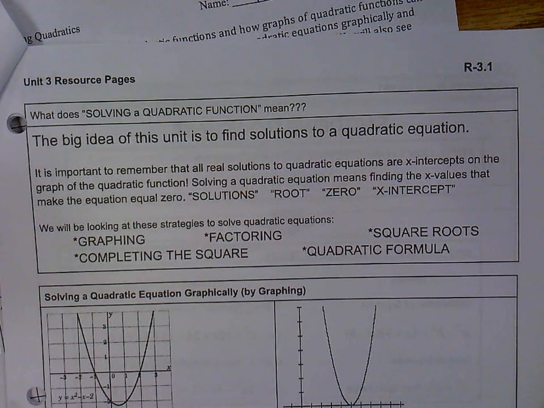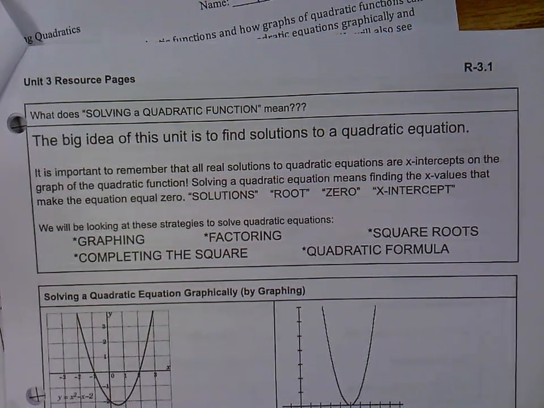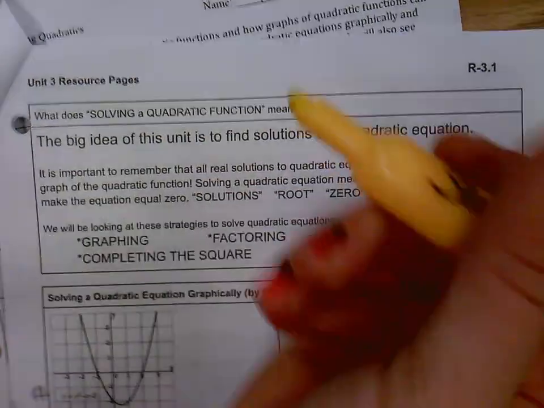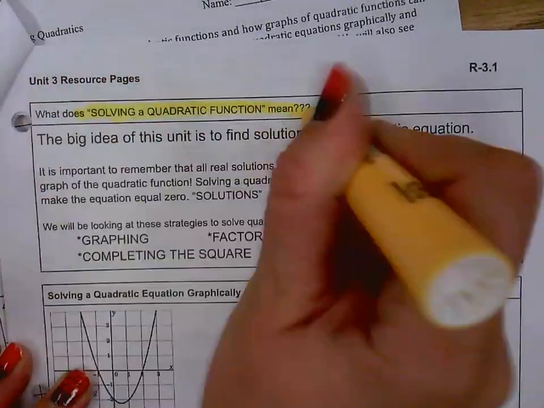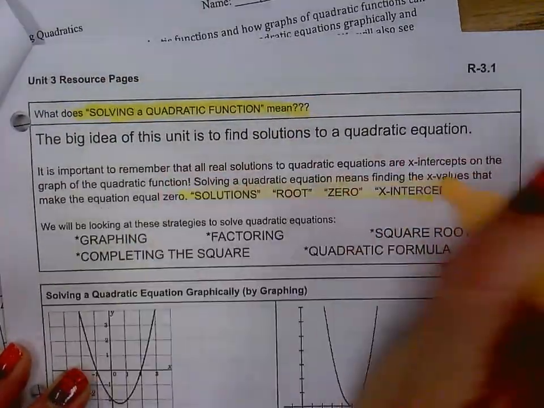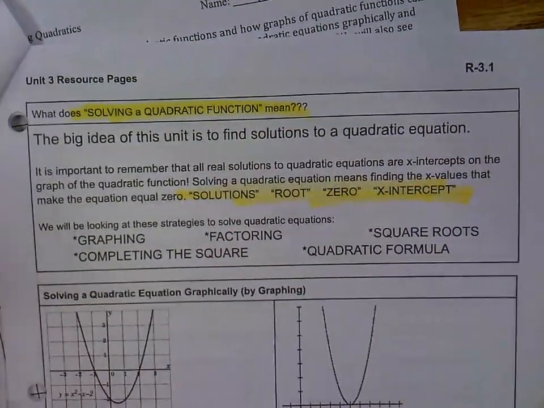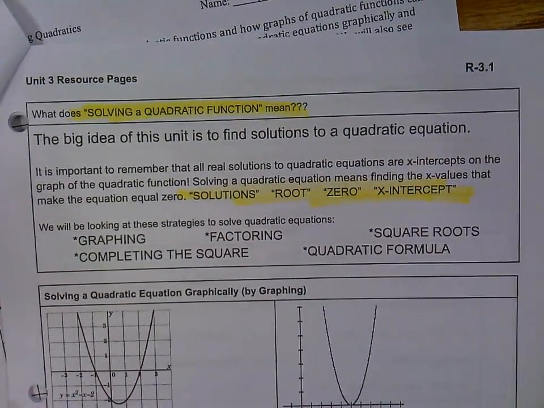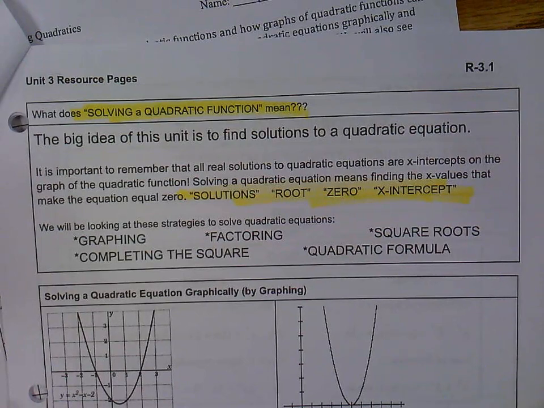Or x-intercept. So to me, that's a really big idea, because if you don't know what the question is asking, you can't answer it, right? So what does solving a quadratic function mean? It means finding the x-intercept. So put a big star, right? Because if it says solve the equation, you're finding what x value makes the equation zero.